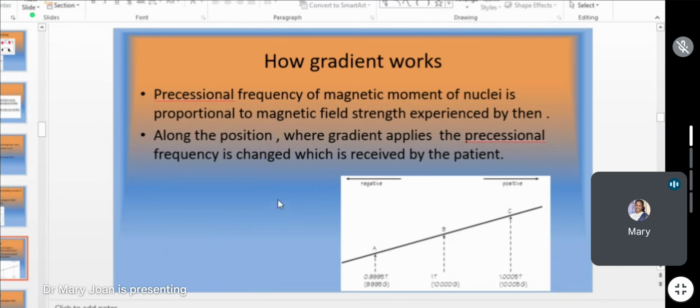So the precessional frequency of the magnetic moment of nuclei is proportional to the magnetic field strength experienced by them. And along the position where the gradient applies, the precessional frequency is changed, which is received from the patient. So, like if we take B at 1 Tesla, point A 0.9995 Tesla, and point C 1.0005 Tesla. So this is in the positive direction, this is in the negative direction.